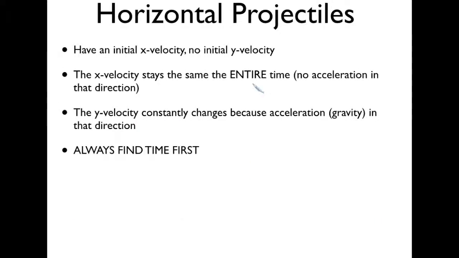In general, when we're solving horizontal projectile problems, these problems will give you an initial x velocity or an initial horizontal velocity, but you will have no initial y velocity because it starts out horizontally, so there is no y velocity. This x velocity will stay the same the entire time because there is no acceleration in that direction. The y velocity, on the other hand, is going to constantly change and get larger because there is acceleration or gravity in that direction.